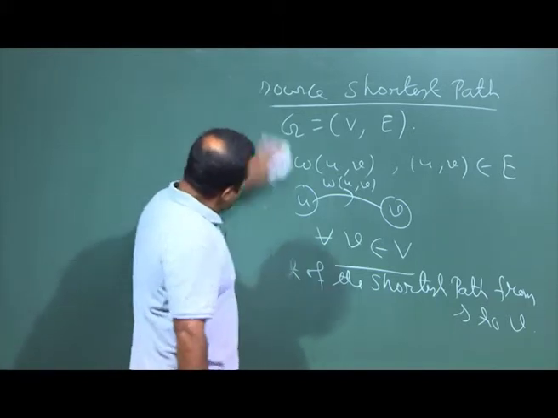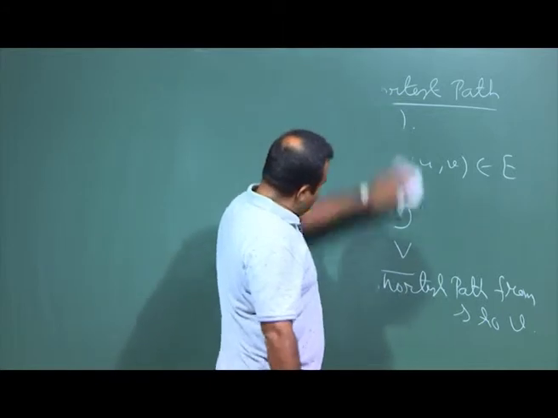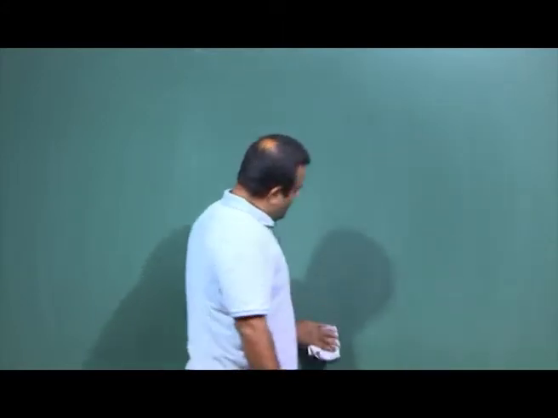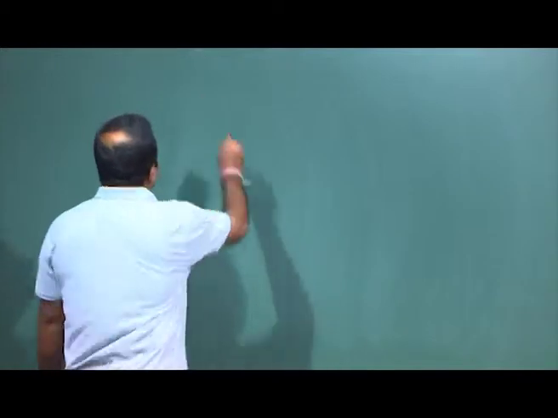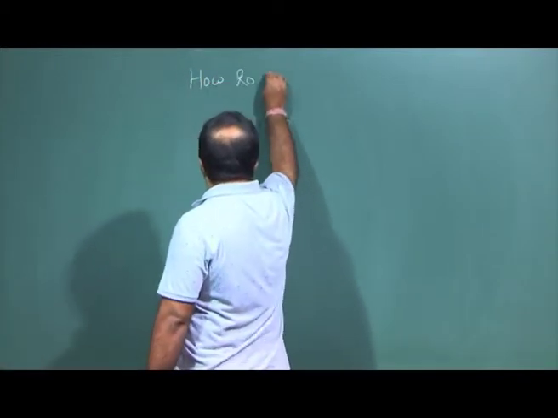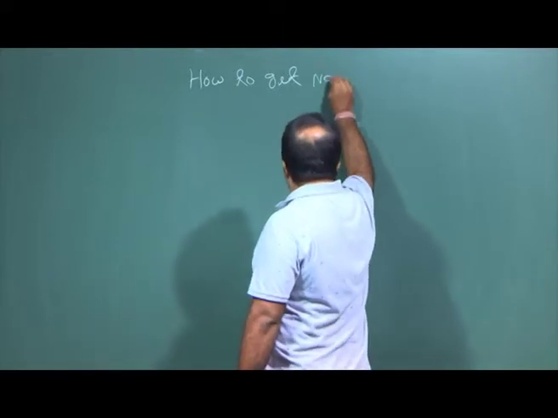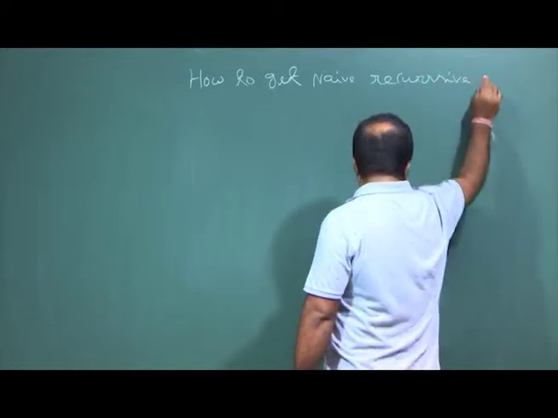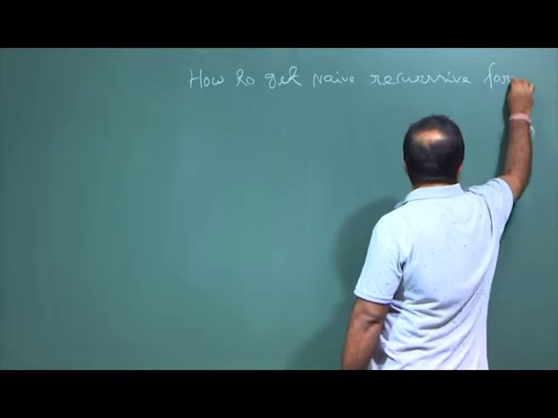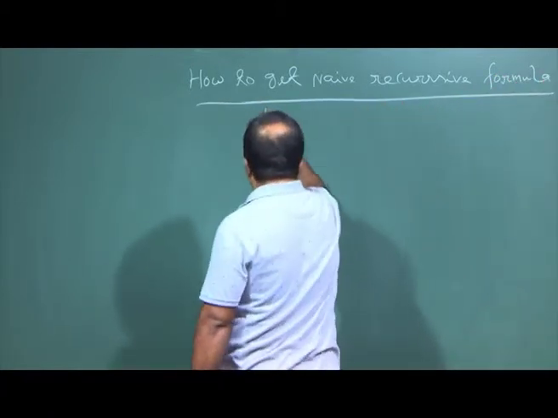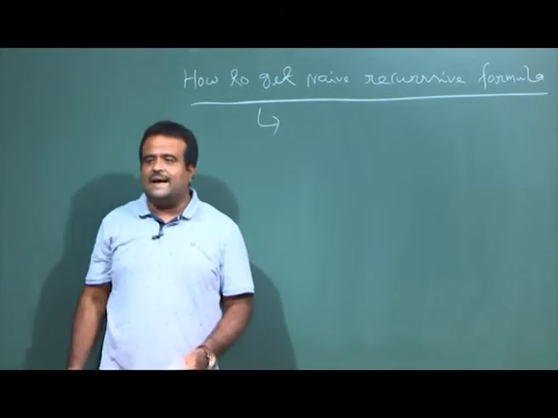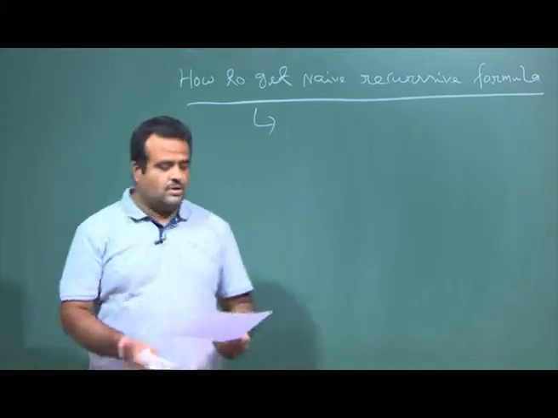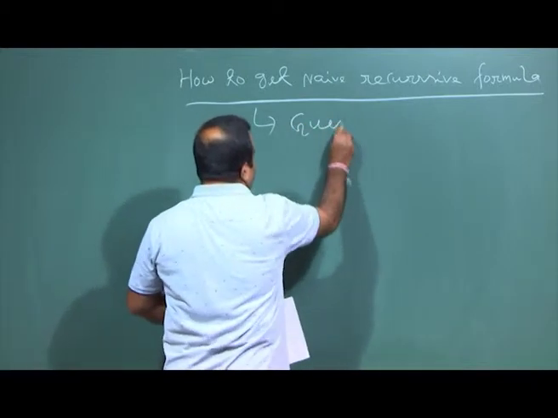Let us try to get that, then we can think to apply the dynamic programming technique. So, the question is how to get the naive recursive algorithm or recursive formula. The answer is guessing. We do not know how to guess. So, the answer is guessing, we want to guess.